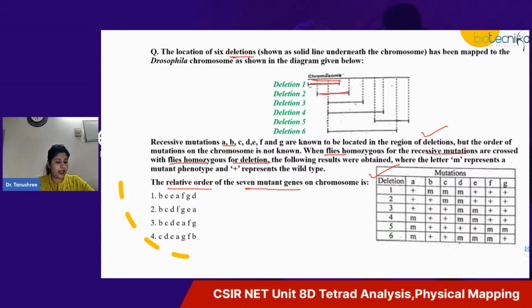Okay, I think most of you have answered option 3. What about others? You just have to compare this particular diagram with the table. This is the trick here. Just compare the diagram with the given table. Now you have to learn how to compare.